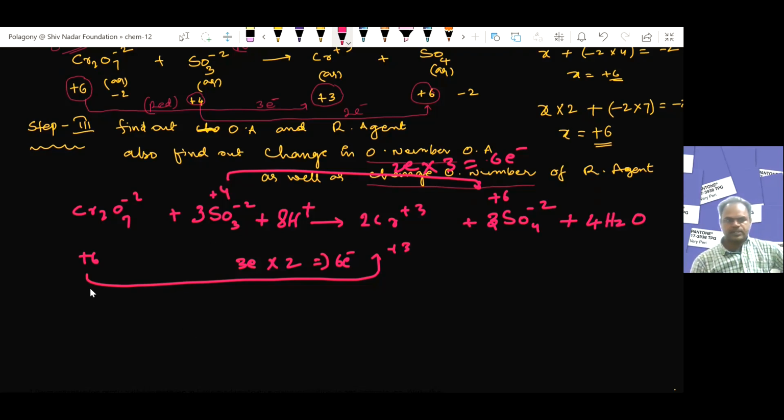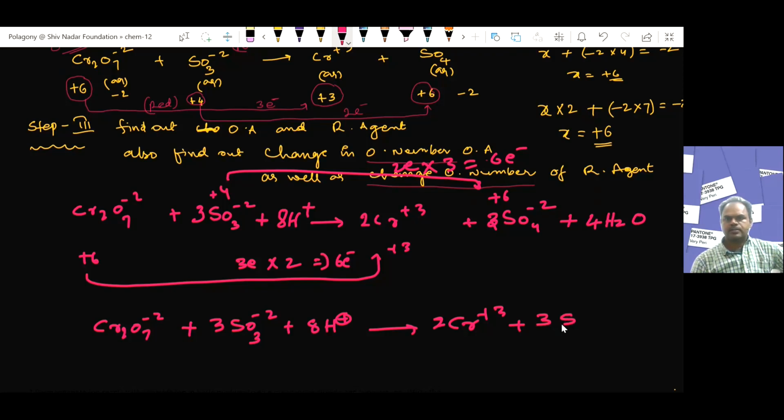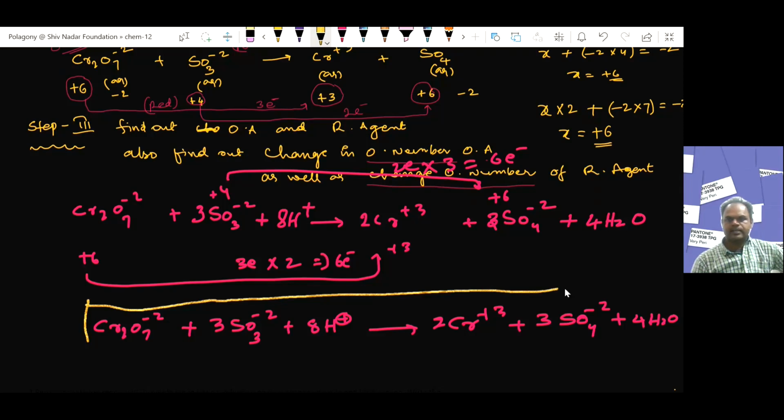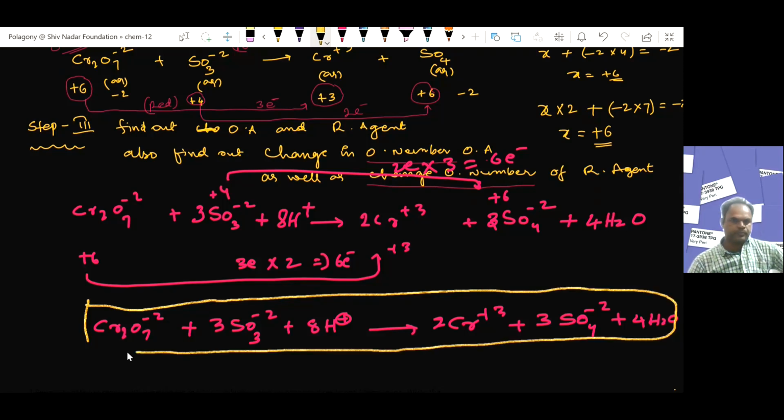The overall chemical reaction is Cr2O7 minus 2 plus 3 sulfite ions plus 8 H plus ions gives rise to 2 chromium plus 3 plus 3 sulfate ions plus 4 H2O. This is the complete net ionic equation.